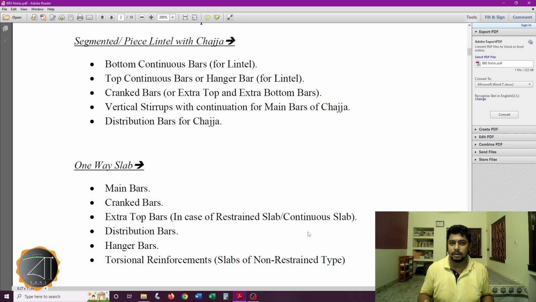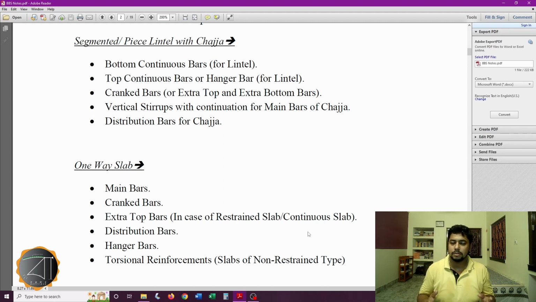Then comes the hanger bars just below the crank portion of the main bars. To keep that crank part in its position, we have to run hanger bars underneath the crank arm of the main bars. Then comes the torsional reinforcement, for slabs of non-restraint type.